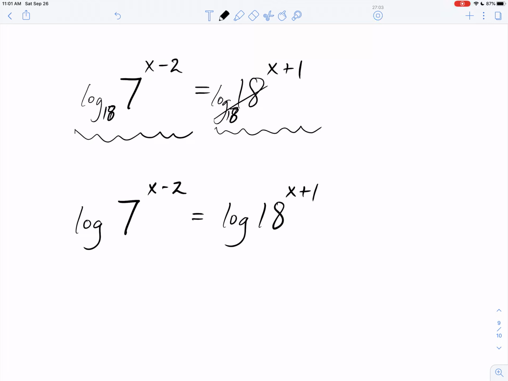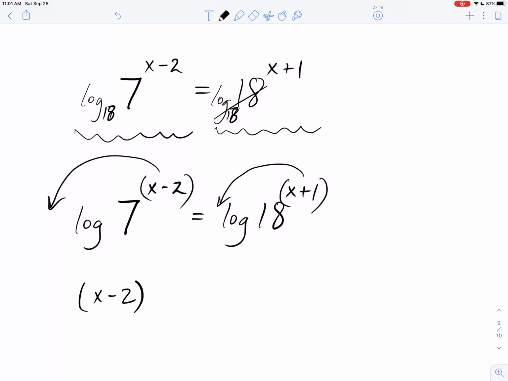So, here we go. See this guy right here? That's a power. I'm going to use the power rule and bring it down. See this guy right here? That's a power. I'm going to use the power rule and bring that guy down. So I will end up with x minus 2 times the log of 7 equals x plus 1 times the log of 18.